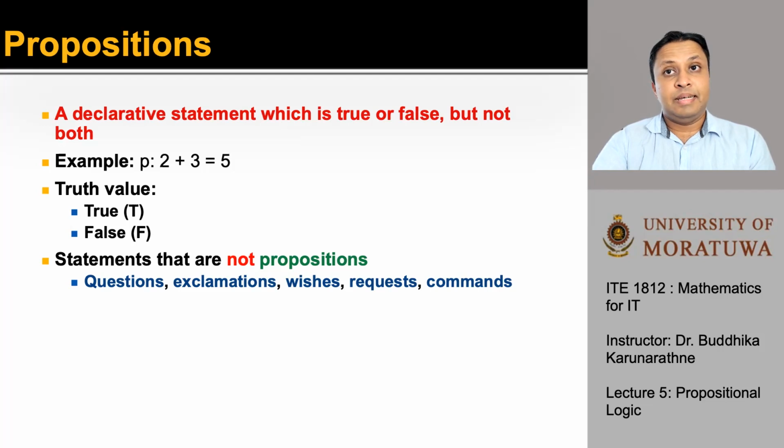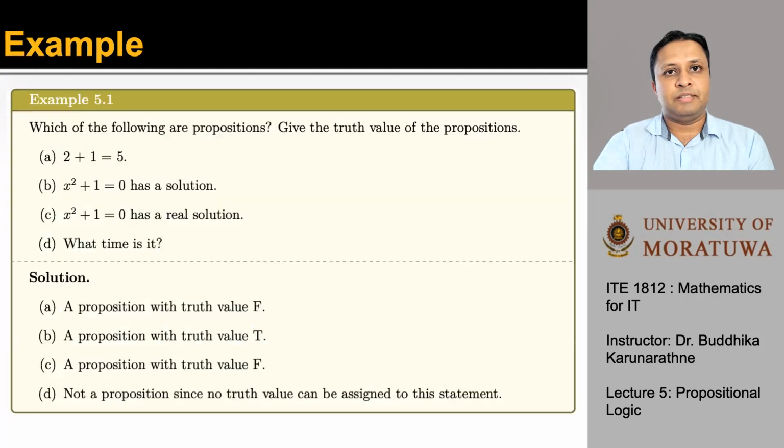There are statements that are not propositions. For example, questions, exclamations, wishes, requests, and commands are some examples of statements that are not propositions. Now we look at some examples. Which of the following are propositions? And give the truth value for each of the propositions.